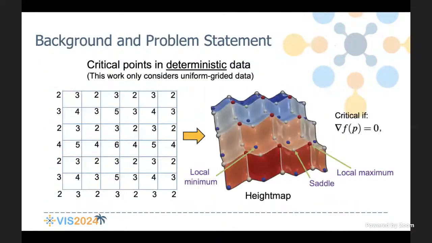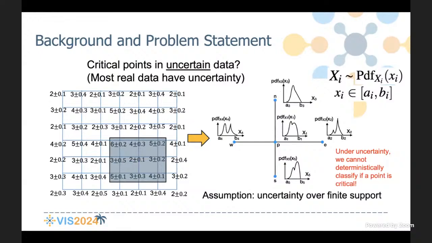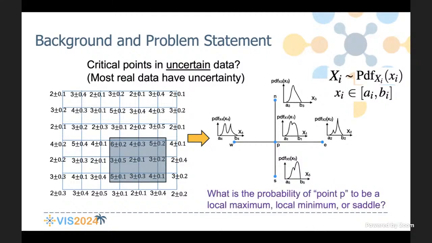Now, critical points in deterministic or fixed data essentially represent points where the gradient of the field vanishes. And there are three types of critical points, as we saw in earlier discussions. However, when we have uncertainty in the data, which is mostly the case for real-world data sets, we cannot deterministically classify if a point is critical or not. So we ask this question: what is the probability of a point being one of these types?